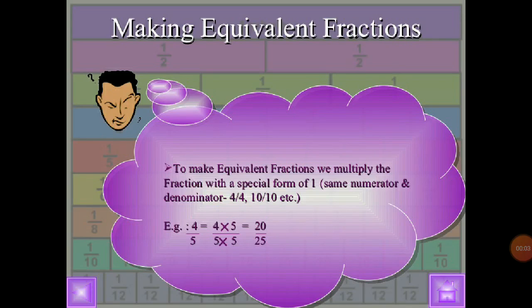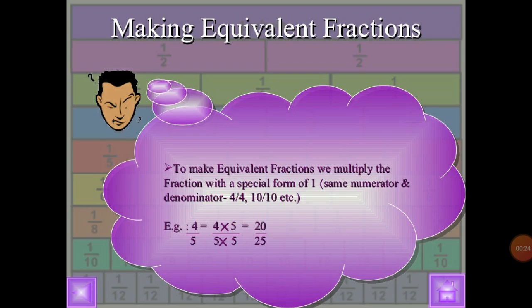Now, making of equivalent fractions. To make equivalent fractions, we multiply the fraction with a special form of 1, with the same numerator and denominator. For example, 4 by 4, 10 by 10, etc.